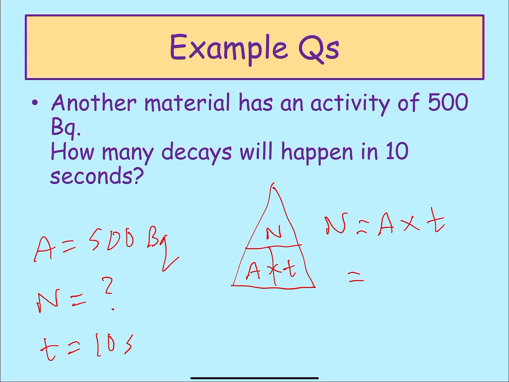The activity is already in becquerels for us. If it was in kilobecquerels, then you would need to times by 1,000. Megabecquerels, you would need to times by 1,000,000. You should all know that from previous topics anyway. 500 times 10, 5,000 decays will happen.